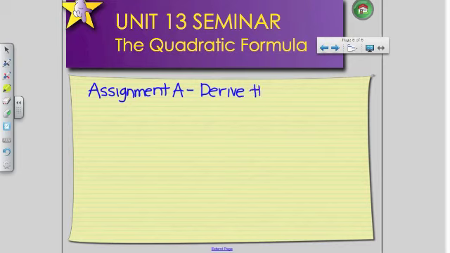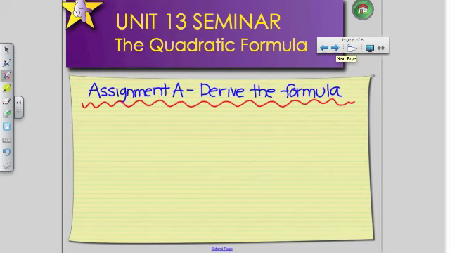Derive the formula. I don't think you've ever had to derive formulas in the grade 10 course. Sometimes in grade 11 on the seminar sheets you are expected to derive the formula, but we're going to start off with standard form. So ax squared plus bx plus c is equal to 0. The rationale is, from this formula, we'll be able to complete the square and come up with the quadratic formula, okay? So let's do this together.